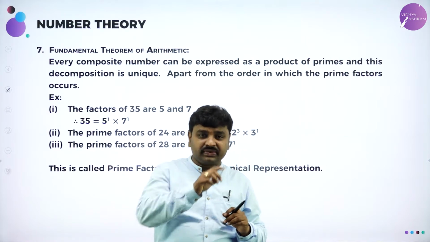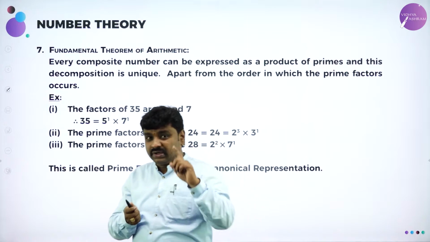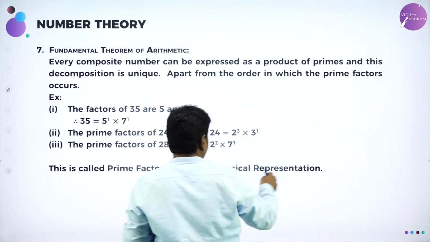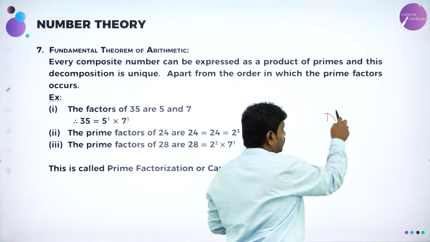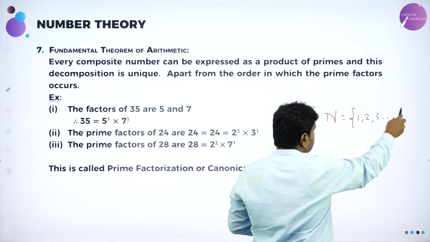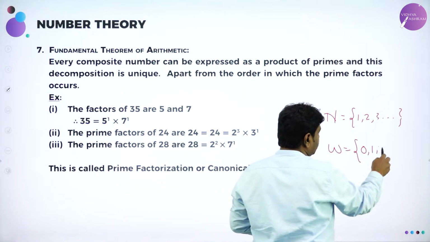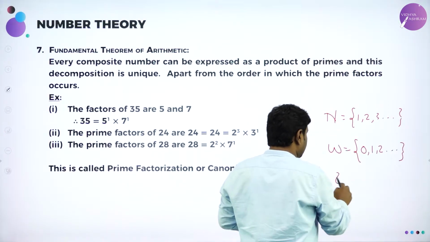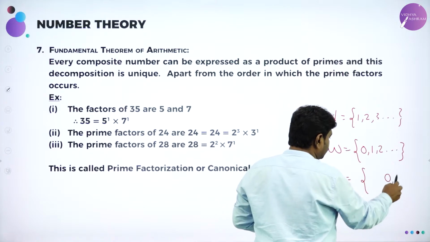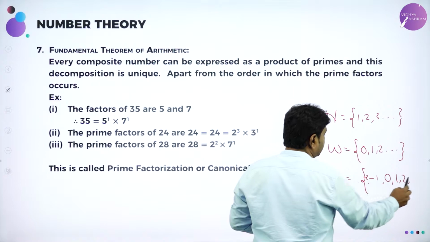Today I started the class with the number theory chapter. In that, first I taught you the number system. First I taught you natural numbers. What are natural numbers? Numbers starting from 1. Then I taught you whole numbers. What are whole numbers? Numbers starting from 0, 1. And then I taught you integers. What are integers? Positive numbers and negative numbers till infinity.